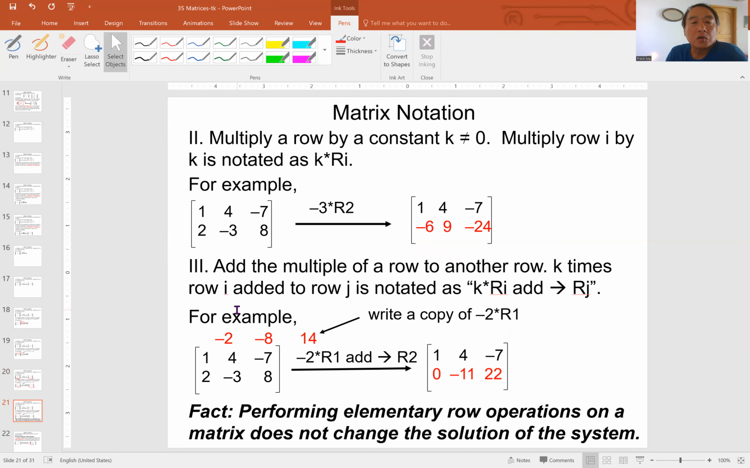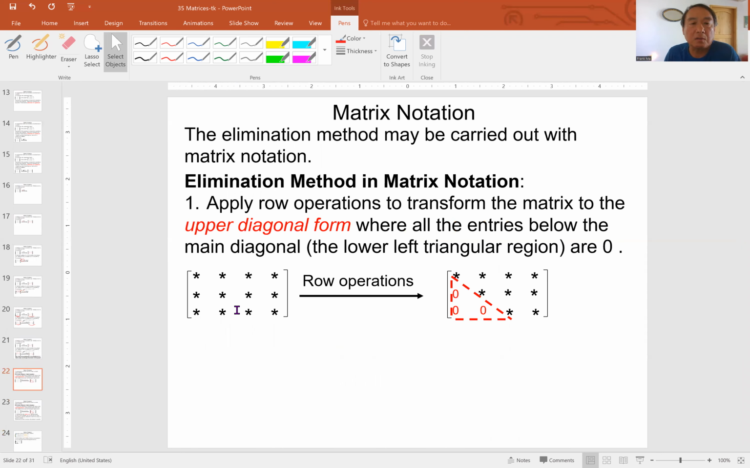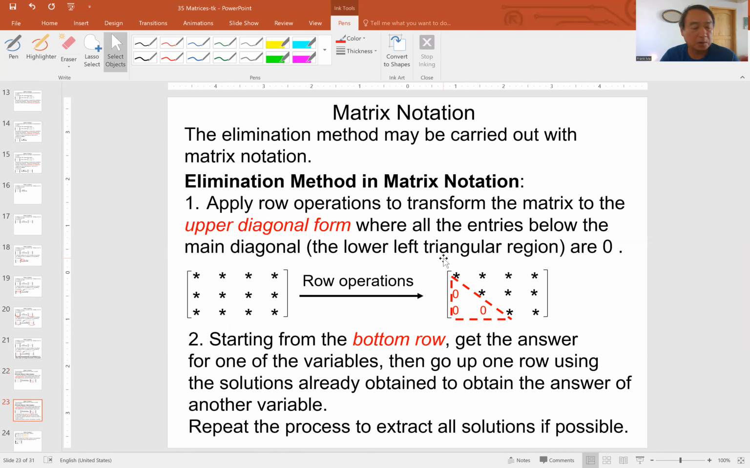So we're going to use row operations to manipulate a matrix. And to what end? This is why elimination says, okay, you put the system into a matrix and use the row operations to manipulate until all these positions become zeros. And then you go backward to solve the system.